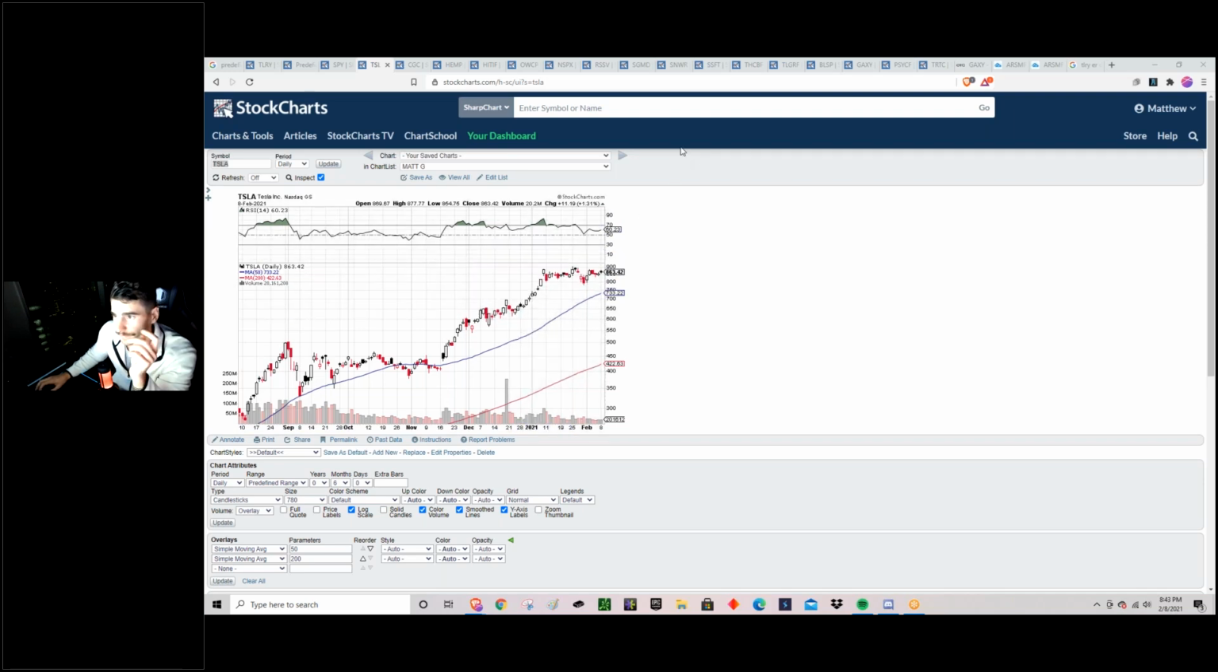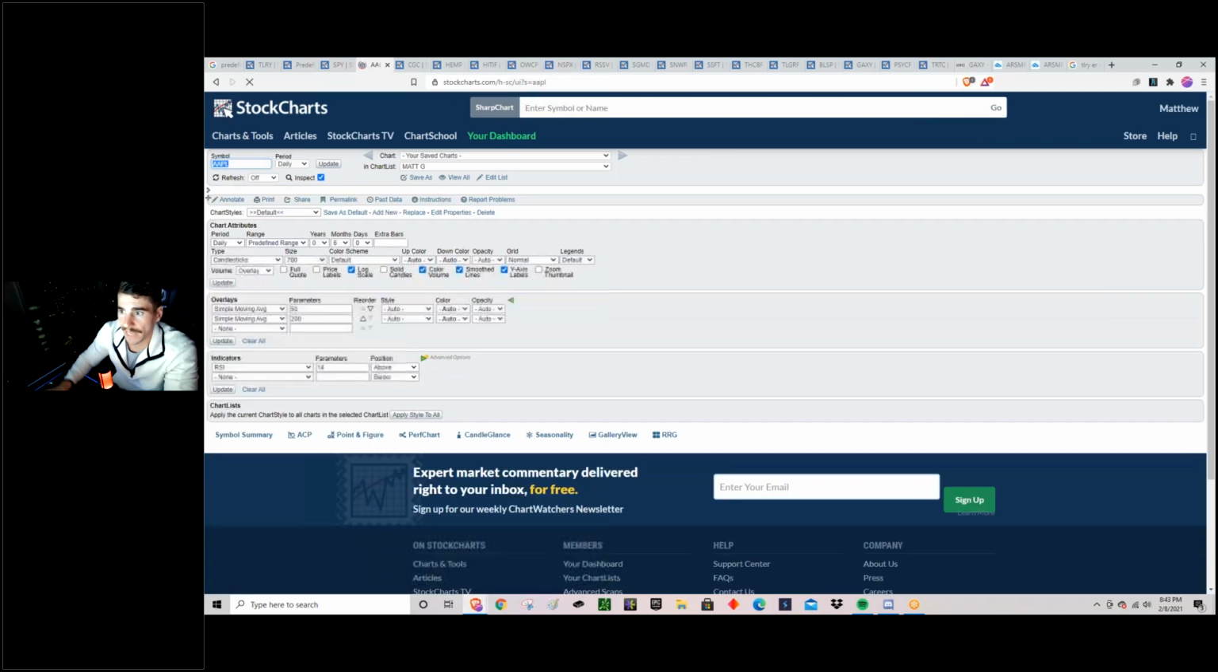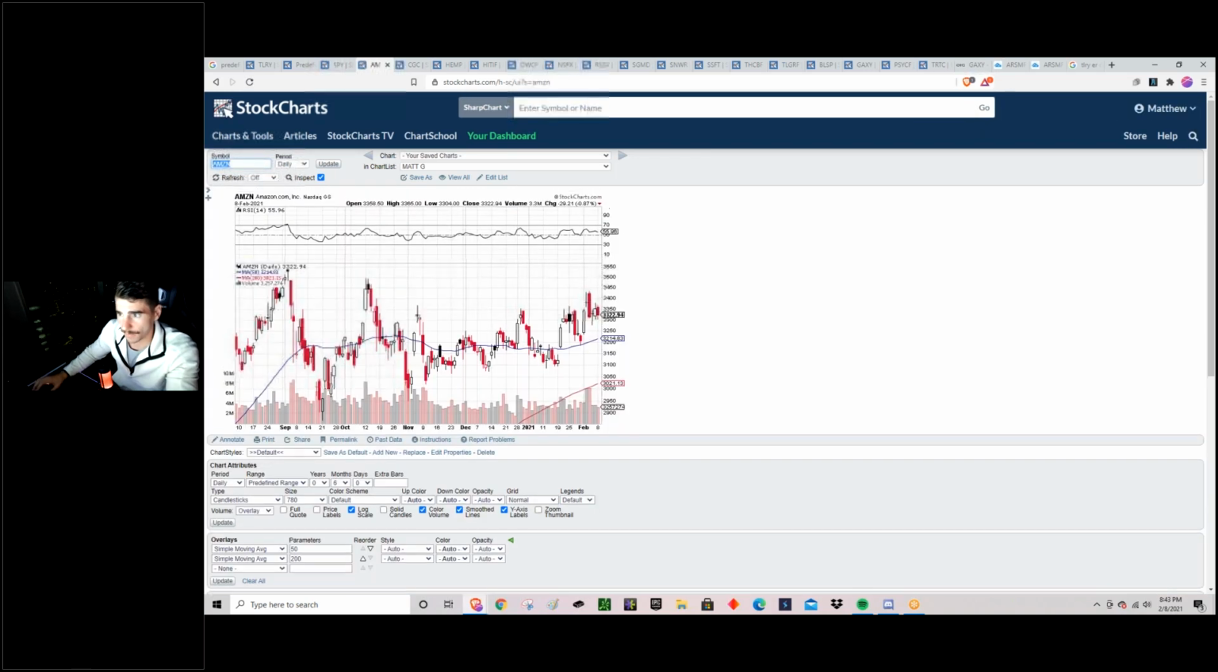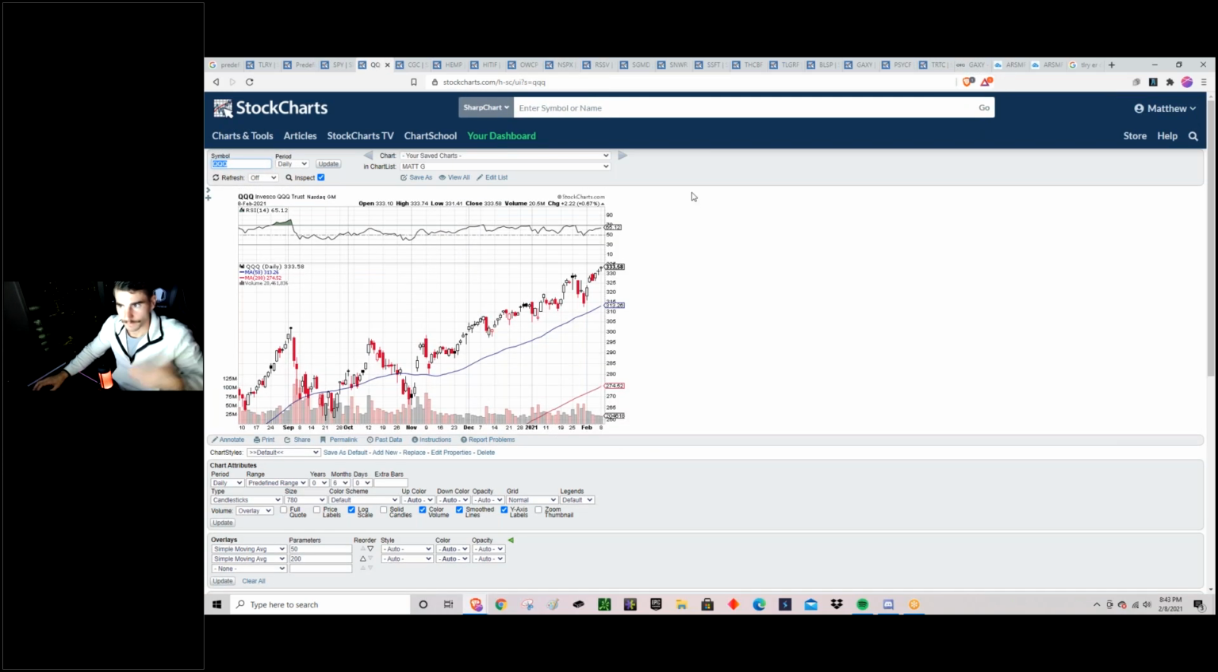Tesla looks great. Nothing to trip out over. And Apple looks great. Apple looks really great. I love the look of Apple. It's charts like Apple and charts like Amazon that make me think QQQ and SPY can keep grinding upwards. They're just so constructed looking.